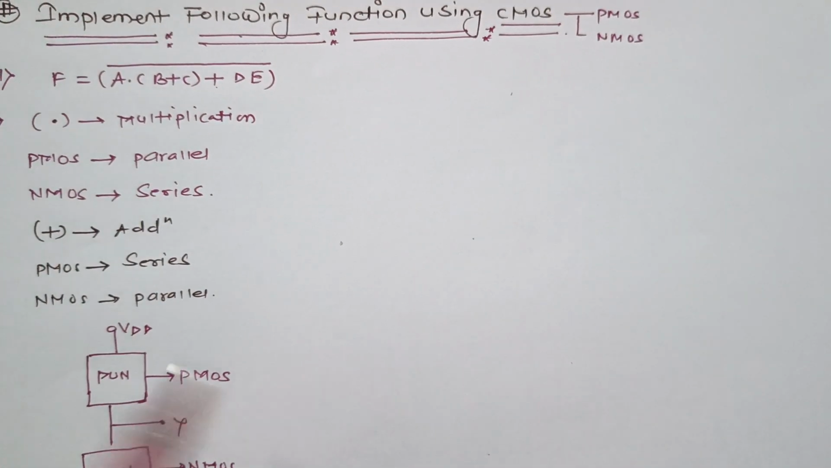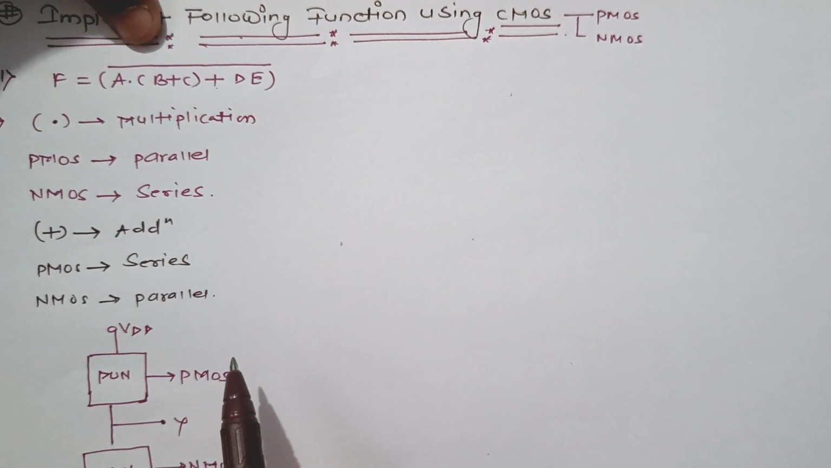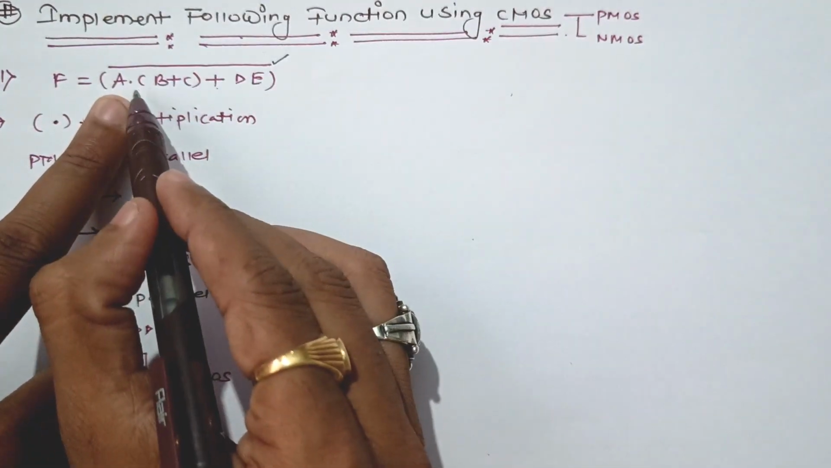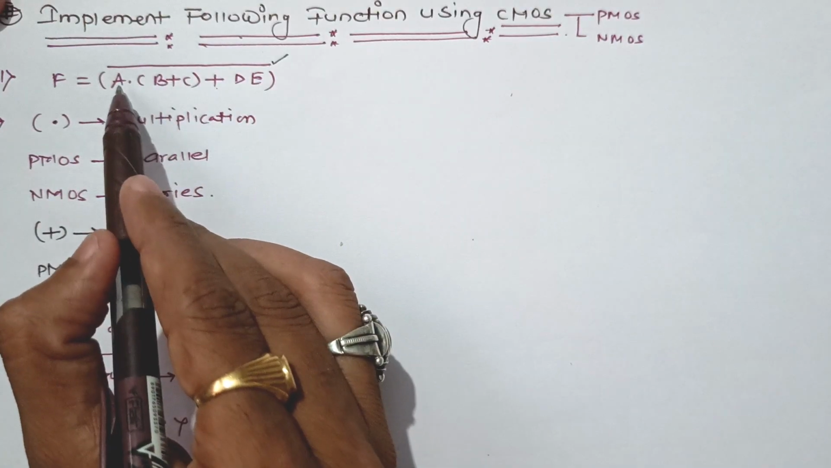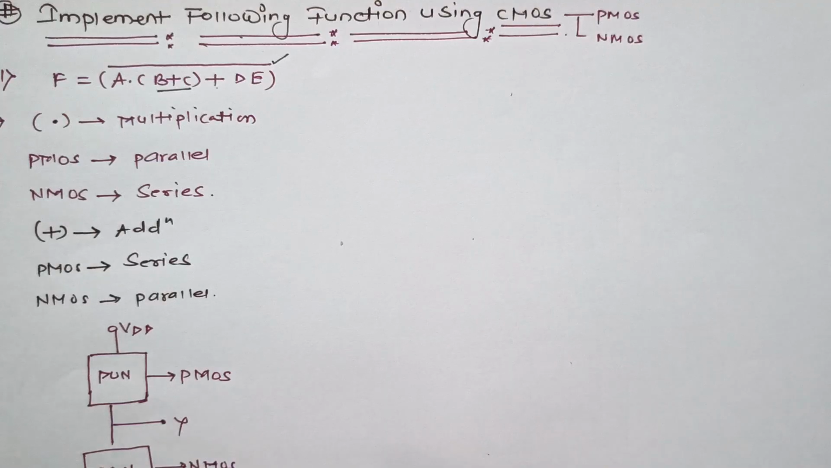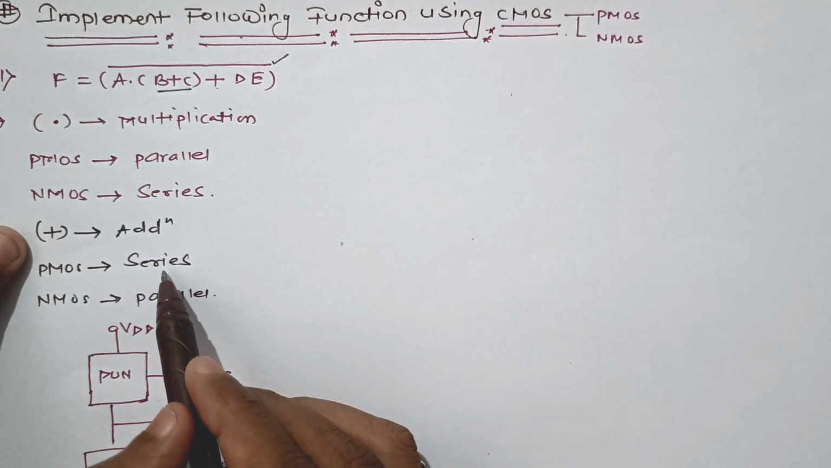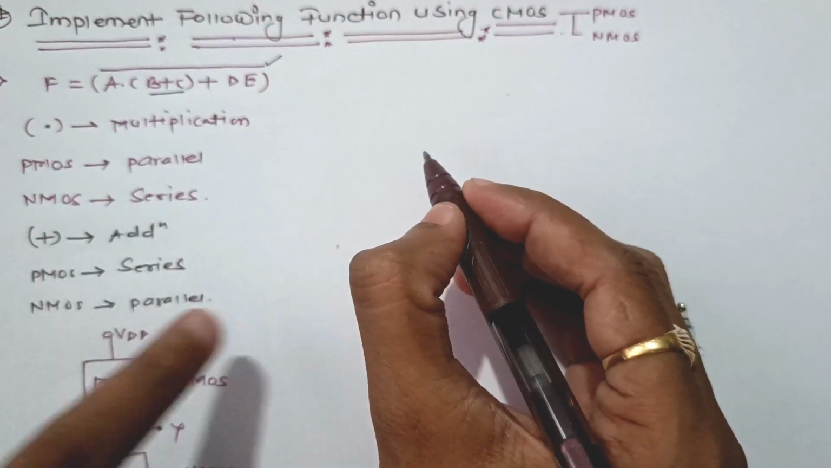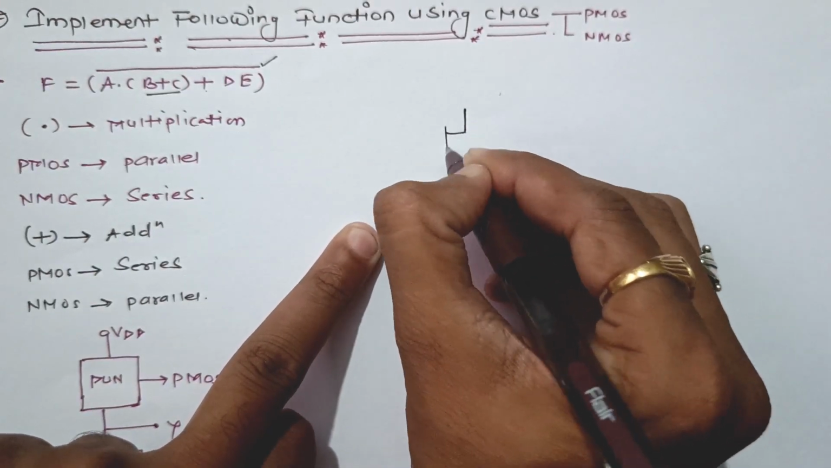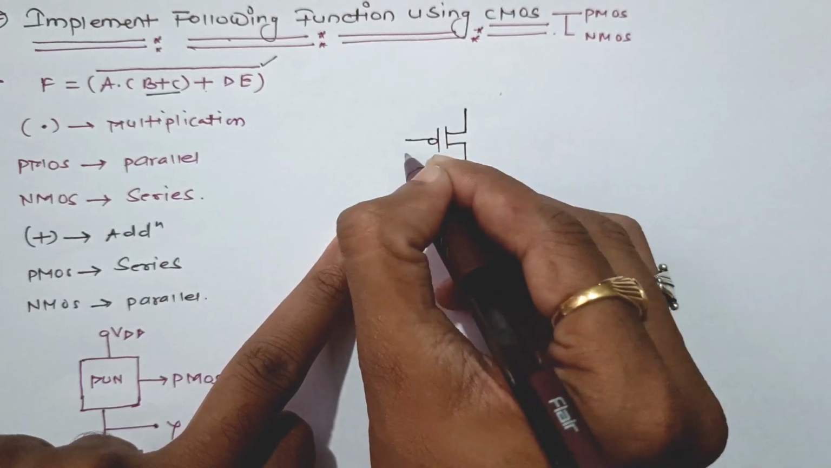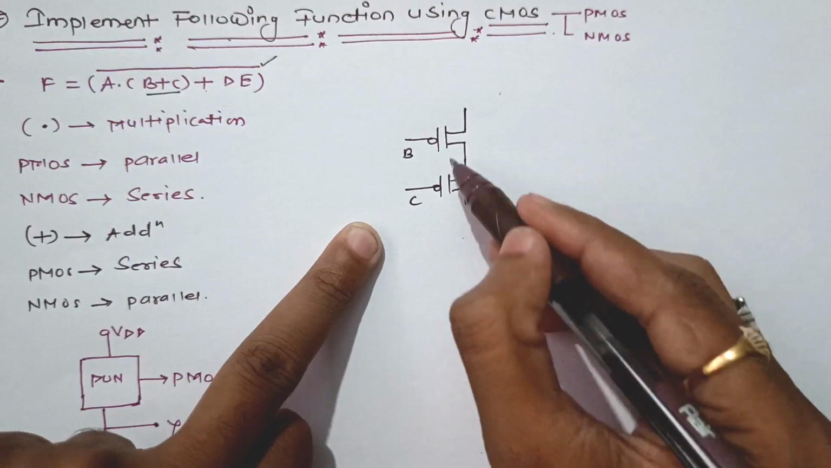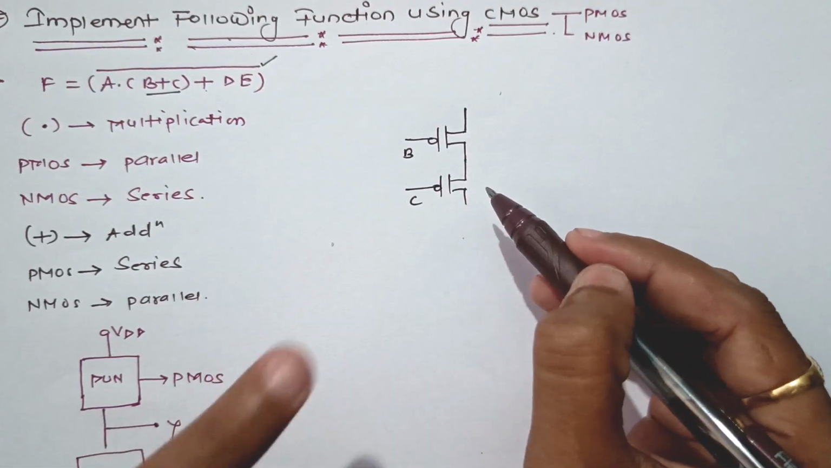So let's start. First, just check whether we are having a complement. If the complement is there, we will proceed with the remaining terms. So first, if you see, this is A into B plus C, we'll implement B plus C first. For plus, PMOS is connected in series. So B and C, these two terms will be connected in series. Here, this is our B input, and this is C. So these PMOS transistors with inputs B and C are connected in series.